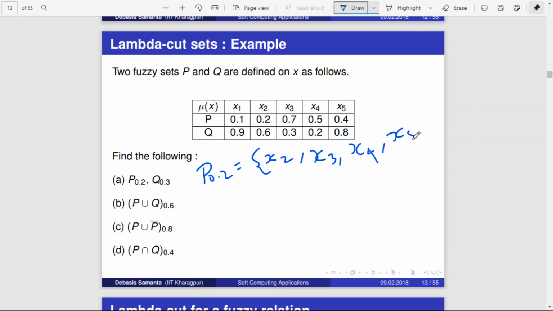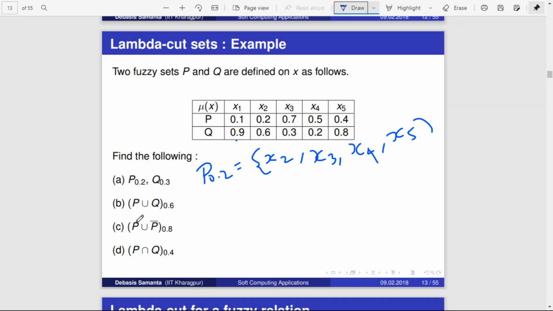Similarly, you can calculate for Q 0.3. Here you have to take Q. So Q will take x1 because it's greater than 0.3. x2 we take, x3 we take. Other than x4, everything we take: x1, x2, x3 and x5.